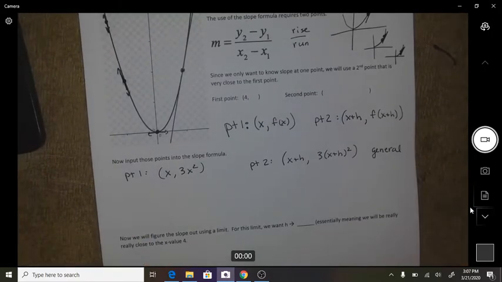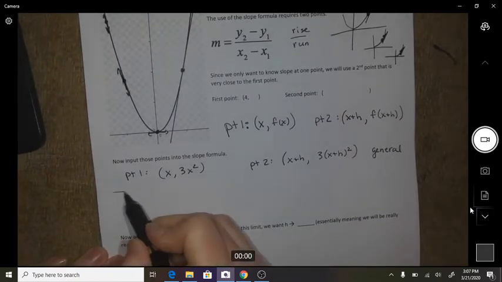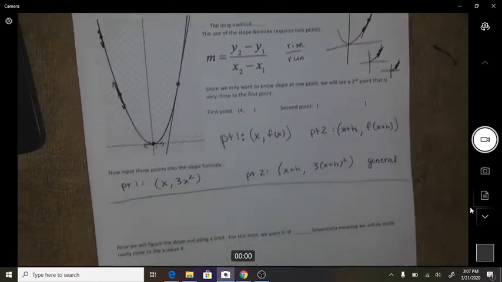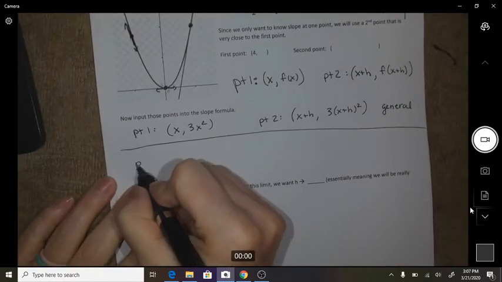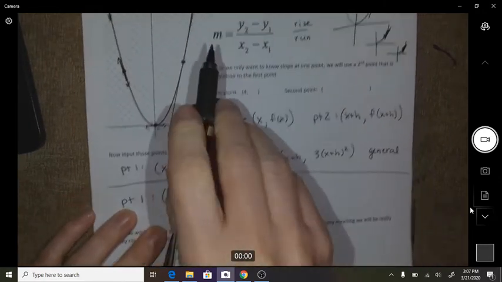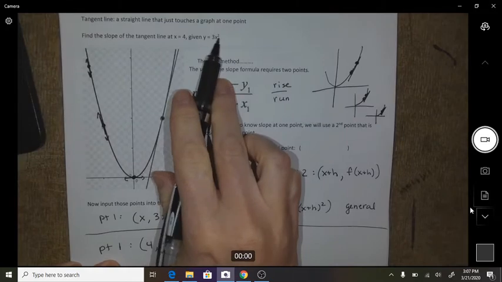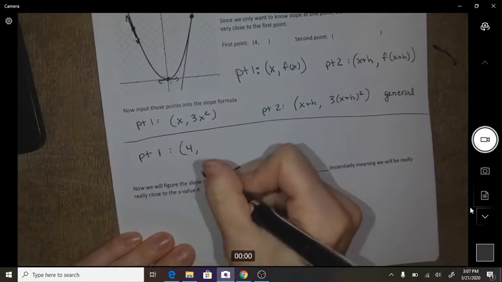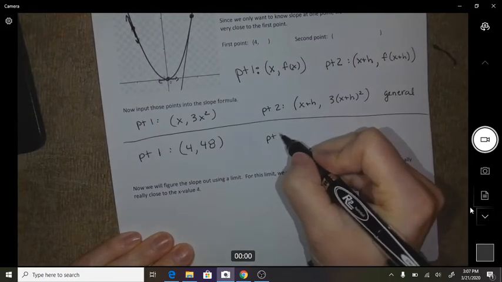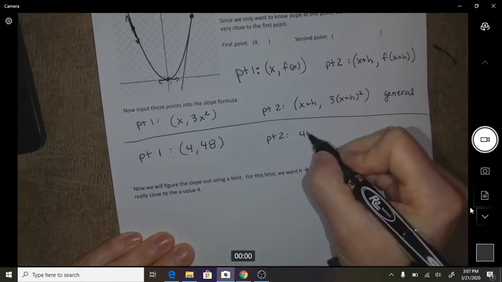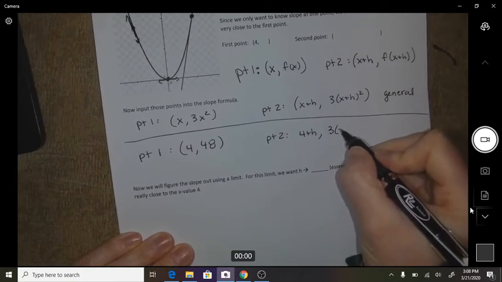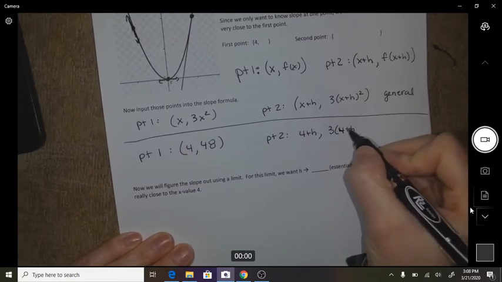I'm going to show you 2 ways. That's the general way. And if we did it with the value we were given, because we said at x equals 4, then our point 1 would be 4 comma, what's 3 times 4 squared? That would be 48. So that's point 1. Point 2 would be 4 plus h, comma 3 times (4 plus h) squared.